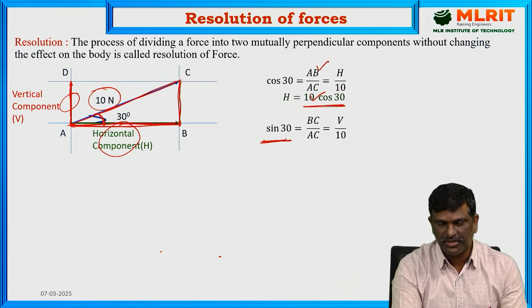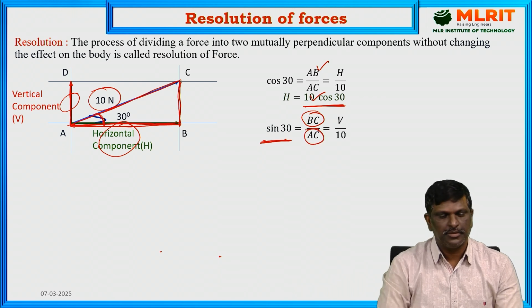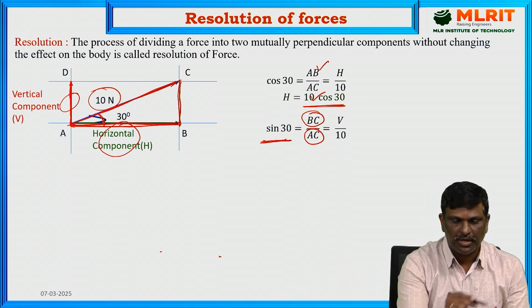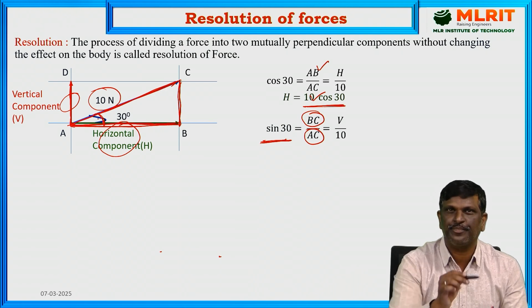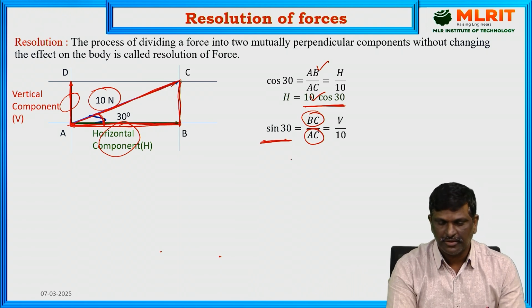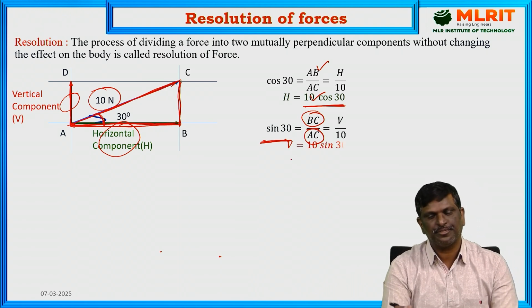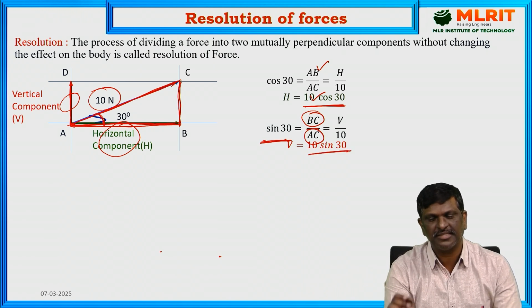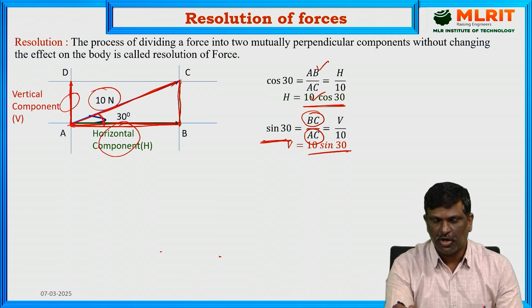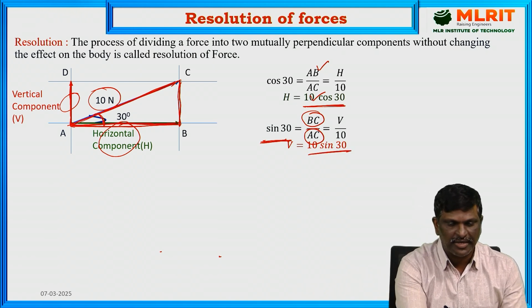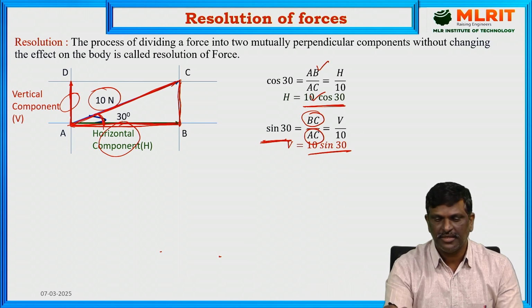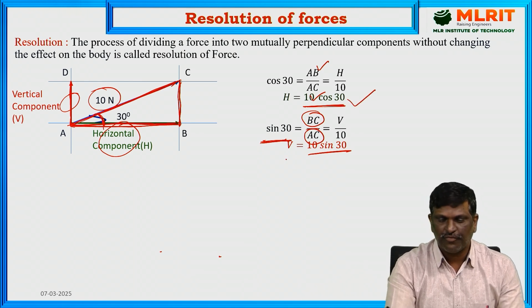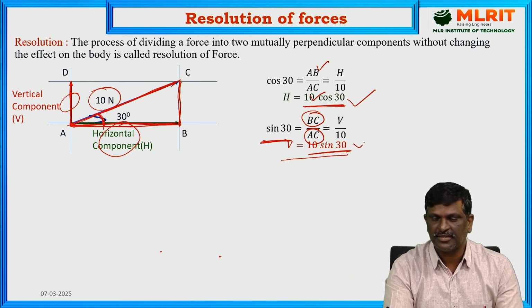Sin 30 is equal to opposite side by the hypotenuse of the right angle triangle ABC. Here the vertical component is nothing but 10 sin 30. The horizontal component of 10 Newton force acting at 30 degrees to the horizontal is 10 cos 30 and the vertical component is 10 sin 30.